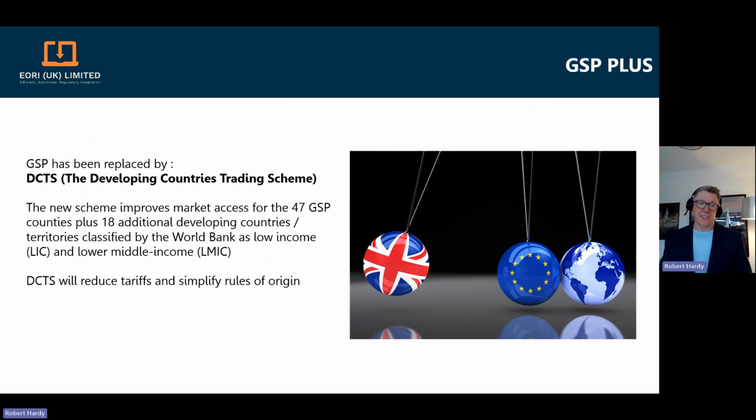The other one is the change of GSP, now there's DCTS, the Developing Countries Trading Scheme. And the new scheme improves the market access for the 47 GSP countries, plus 18 additional countries that were not part of the general system of preferences before. And these are GSP or DCTS, unilateral trade deals. So it's not a case of if you buy my car, I'll buy your onions, that type of thing. This is just, we'll buy your cars. I mean, they don't generally make cars in GSP countries, but we'll buy your onions, let's say. And there's no reciprocal deal about it. We're just supporting and developing trade in developing countries. It's a very good move by the UK to do that.